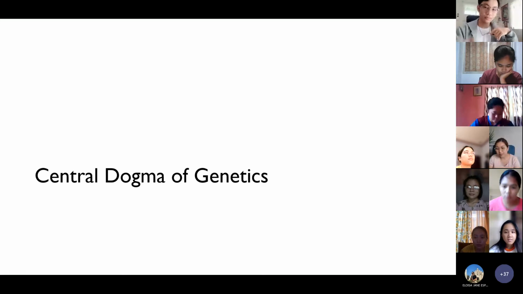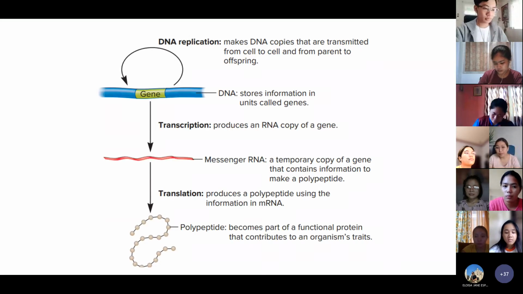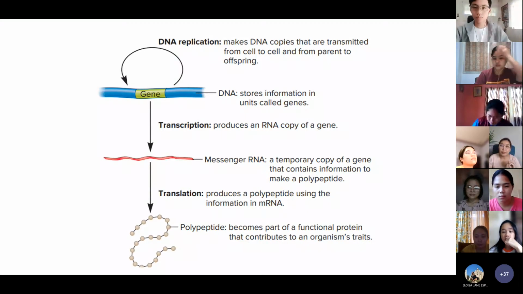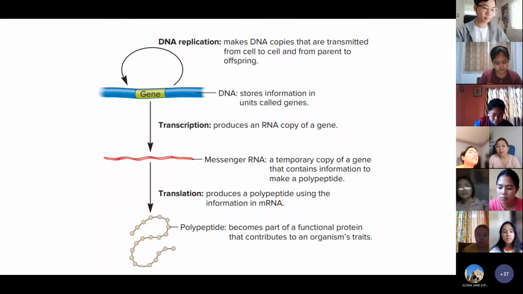Basically, the central dogma is the entire process from replication to transcription to translation. One or more polypeptides assemble into a functional protein. The structure and functions of proteins determine the traits. You always need to remember that how it is made up, how it is arranged, and how it functions determines what the trait is.